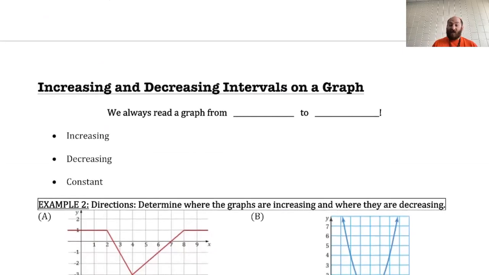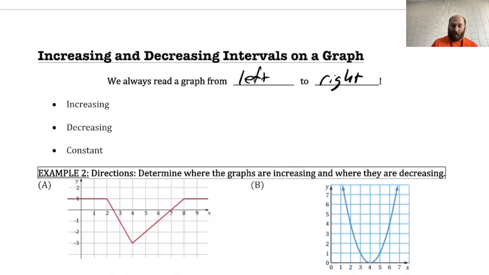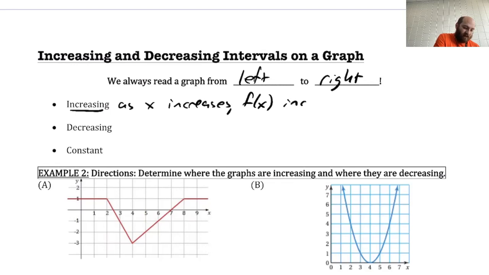Next thing we want to talk about is increasing and decreasing intervals on a graph. When we look at our graphs, we're always going to read them from left to right. There are three possibilities that our graph can do, and this is for continuous graphs. Increasing: as x increases, f of x increases. As I go from left to right, the graph is going up. It doesn't have to be a straight line. It could be a curve too. That's our definition of increasing.